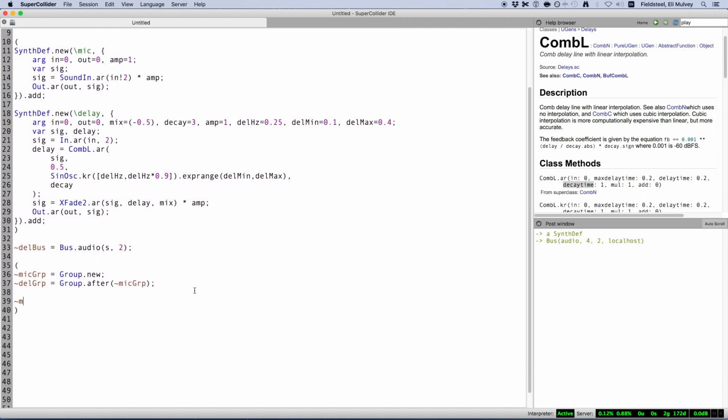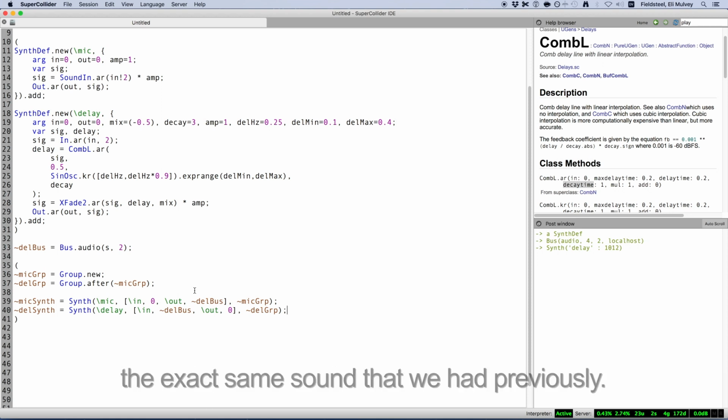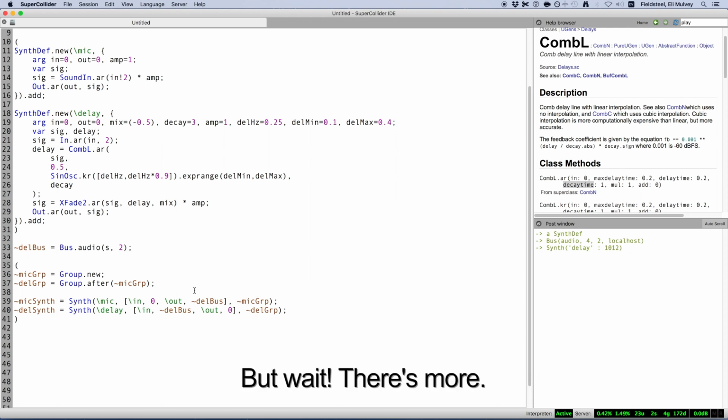And then to recreate the previous sound, we create one of each synth, taking advantage of our allocated delay bus, and making sure to place each synth in its corresponding group. And now we've got more or less the exact same sound that we had previously. But wait, there's more.